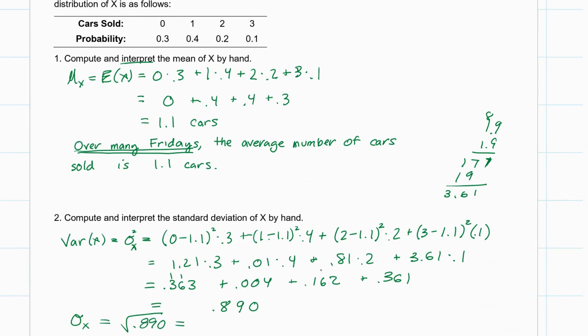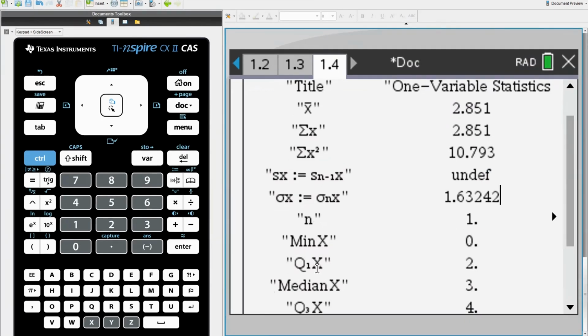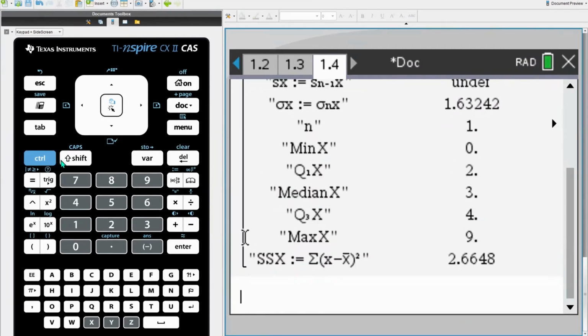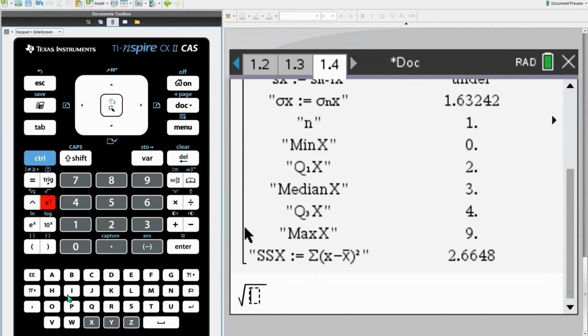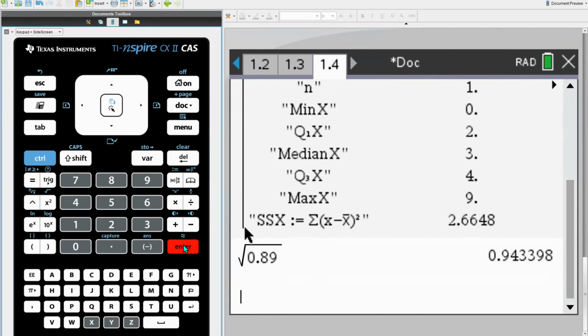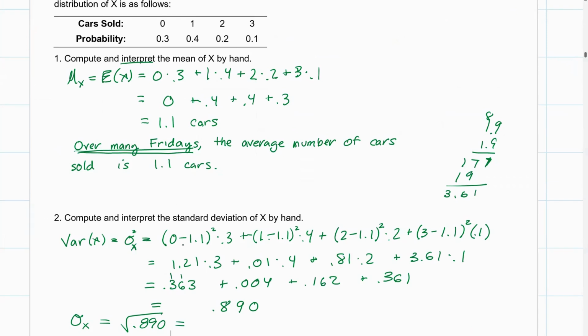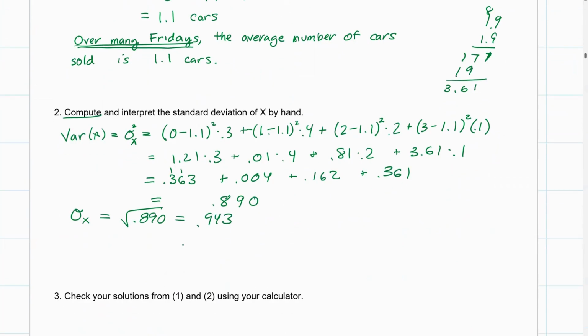And that, my friends, I cannot do in my head. So I'll go back to the calculator and I'll ask, what is the square root of 0.9890? And I get 0.943. That handles the compute part. But what about the interpret?